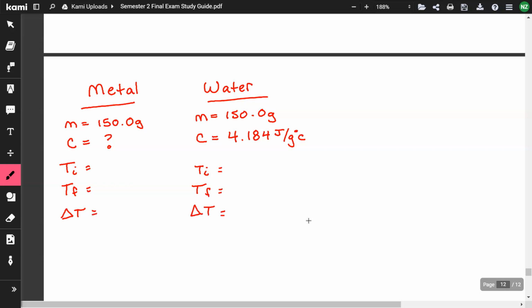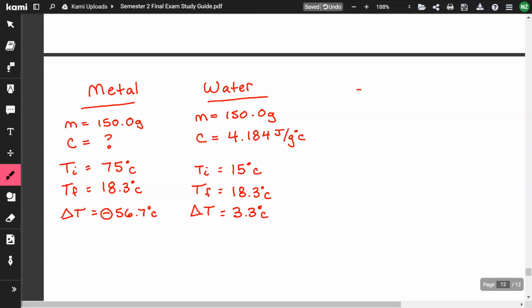All right, the initial temperature of our metal was 75 degrees Celsius. The final temperature was 18.3. The final temperature of our water is also going to be 18.3. And our water was at room temperature, about 15 degrees Celsius. So we subtract final minus initial. Our change in temperature for the metal is negative 56.7 degrees Celsius. It should be negative because it's giving off that heat energy. And then the change in temperature of our water was 3.3 degrees Celsius.